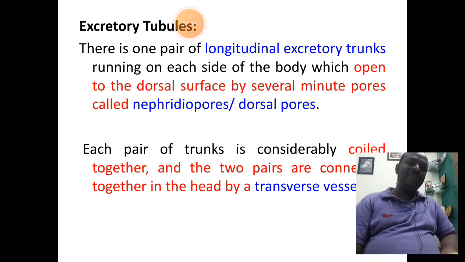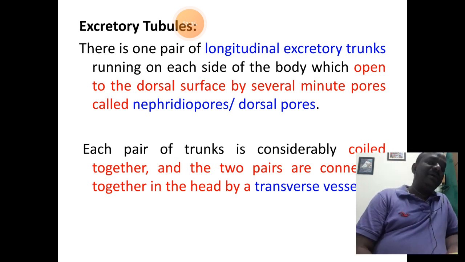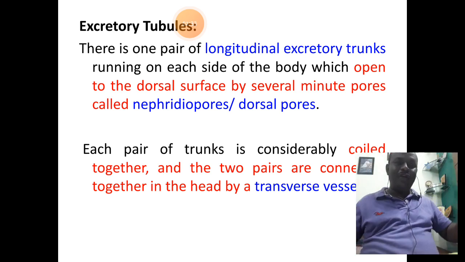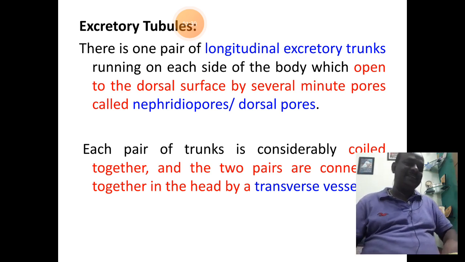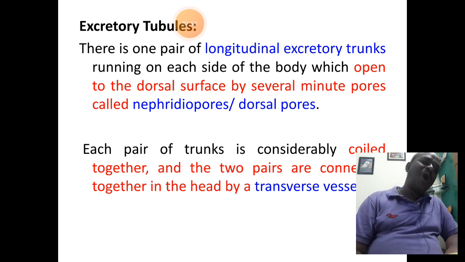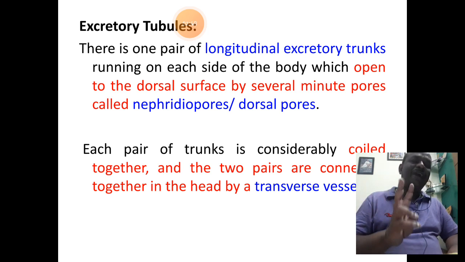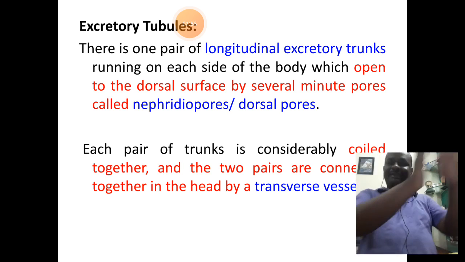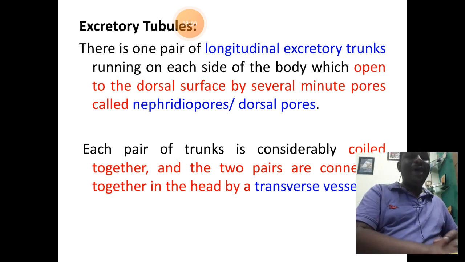Excretory tubules are paired longitudinal tubules, which are also referred to as excretory trunks. Longitudinal means elongated. Along the anterior-posterior axis is the position of these excretory trunks, which run all along the lateral sides of the body. On each side, you find a pair of excretory tubules or trunks. So, we have one pair towards one side, the other pair towards the other side. Overall, you have two pairs of the excretory trunks.